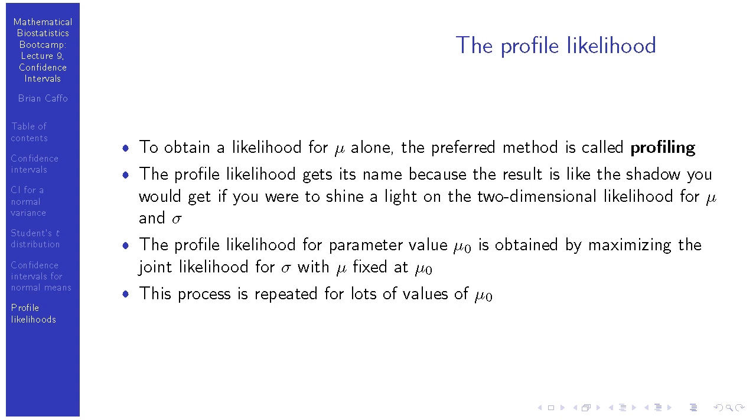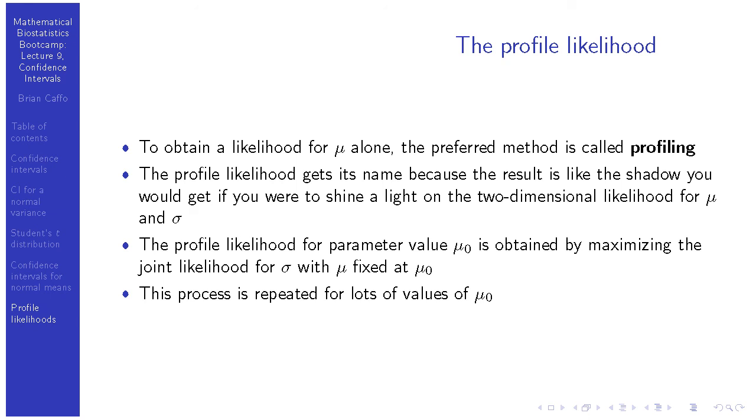So welcome back. The final thing we're going to do in today's lecture is to talk about the profile likelihood, which is a method for creating univariate likelihoods from multivariate likelihoods. And in this case, we're going to look at the bivariate normal distribution, which has two parameters, mu and sigma. And we're going to figure out how to get likelihoods for mu alone, and you could equivalently do it to get likelihoods for sigma alone.